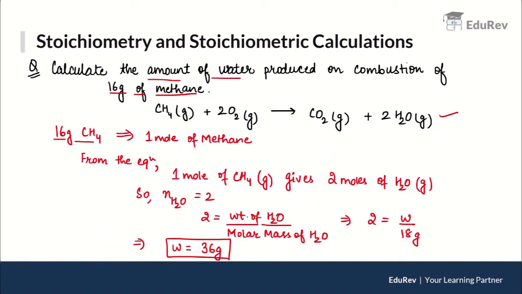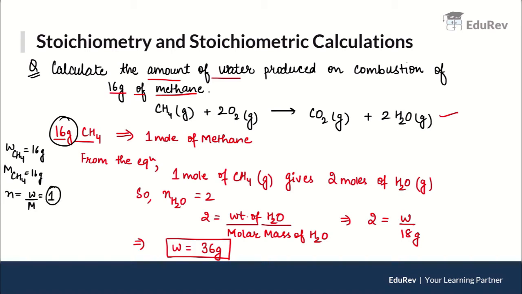Now let us try to solve this question. It says calculate the amount of water produced on combustion of 16 gram of methane. So as per the question, we are provided with 16 gram of methane. So can I say that W, that is the given weight of methane, is 16 gram and the molar mass of methane is 16 gram only, right? That means if I have to calculate its number of moles, it is given by W by M of methane. So it comes out to be 1, right? That is why I have written here that 16 gram of methane implies 1 mole of methane.